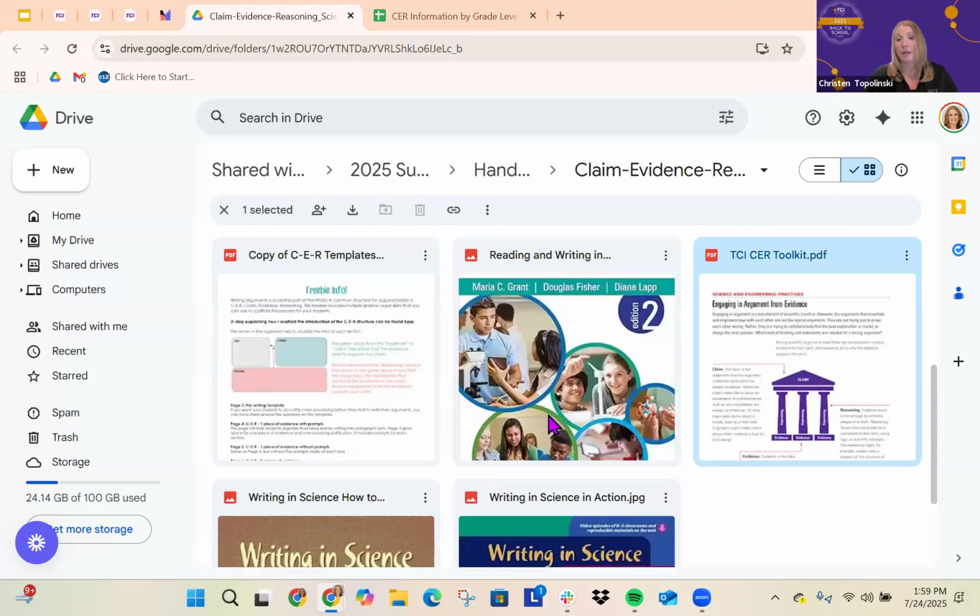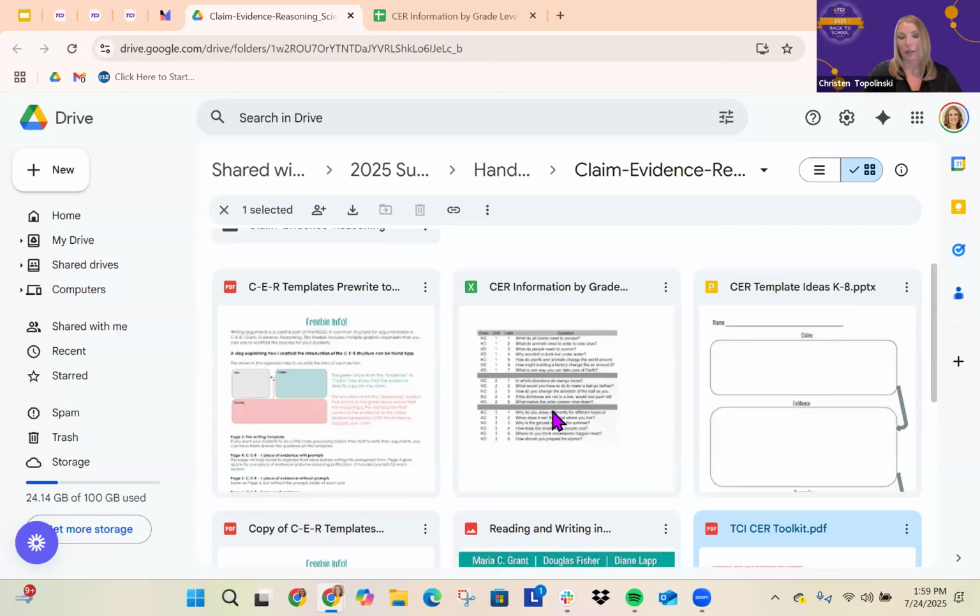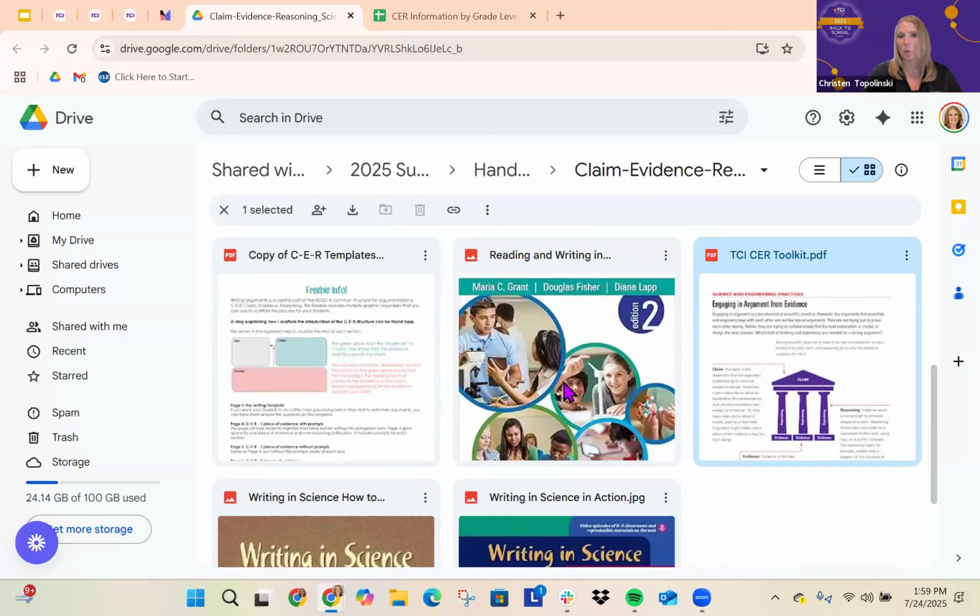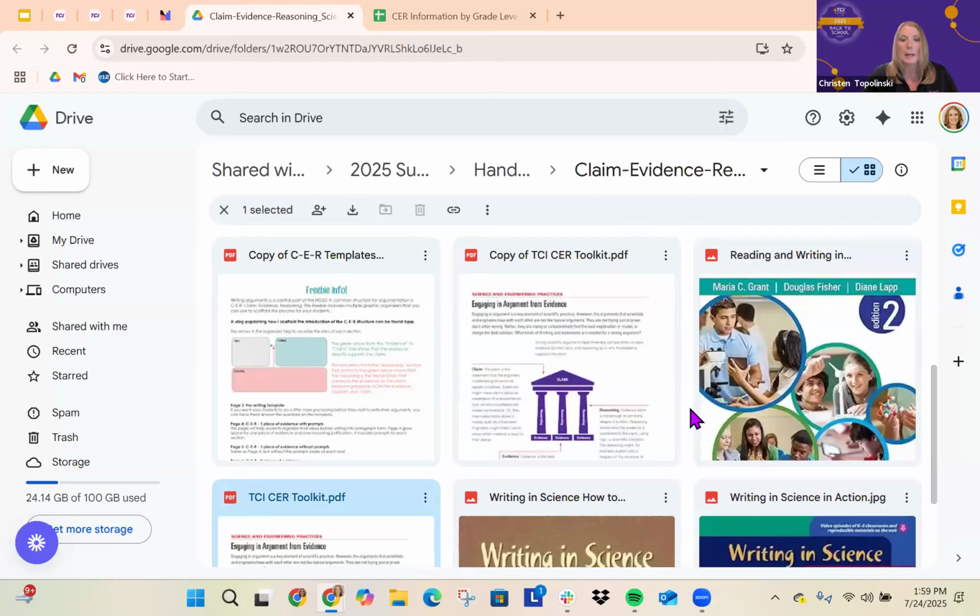I'm not sure if people are familiar with Doug Fisher, but he is like a guru, and I love him because he's still in the classroom and he does action research. So whenever you see something by him, you know that he's actually tried it in his classroom. This one is called Reading and Writing in Science. There's a whole chapter just on writing for science, and it's super helpful. Doug's is more middle school, high school, as you can see from the images. So just something to keep in mind.